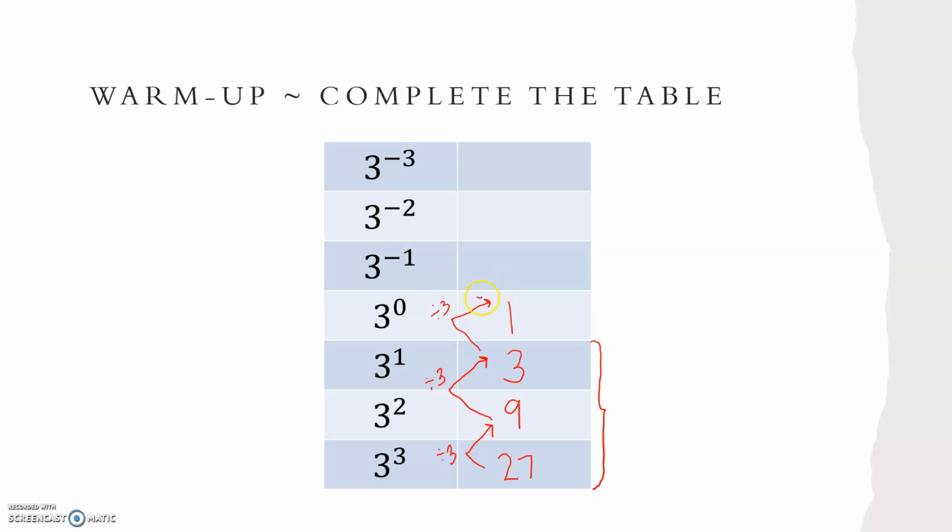When we continue this pattern, if I divide by 3 again, I don't get a negative number with a negative exponent. I get 1/3. And if I continue dividing by 3, I get 1/9 and 1/27. So what I notice is that the negative exponent gives me the same answer as the positive exponent, except that it's upside down. The number is in the denominator. So negative exponents actually turn our answer into a fraction.